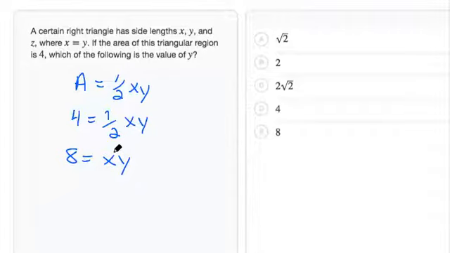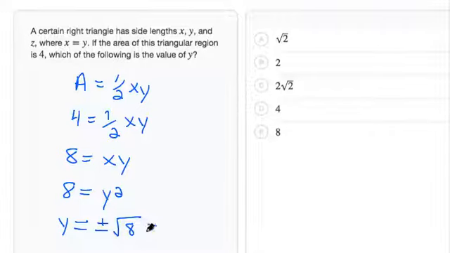Now, since x equals y, we have that y squared equals 8. So we can substitute in for x a y. So 8 is equal to y times y, which will give us y squared. And if we take the square root of both sides, we have y is equal to plus or minus the square root of 8.